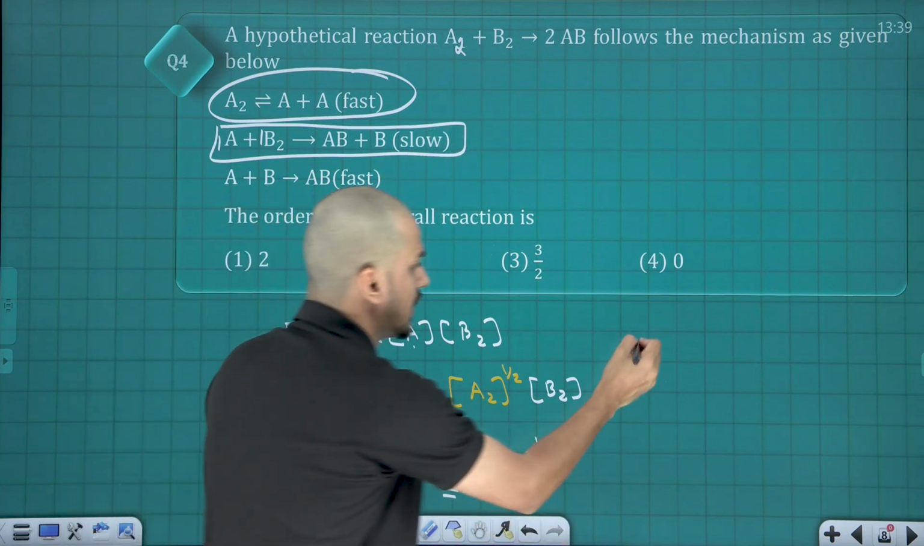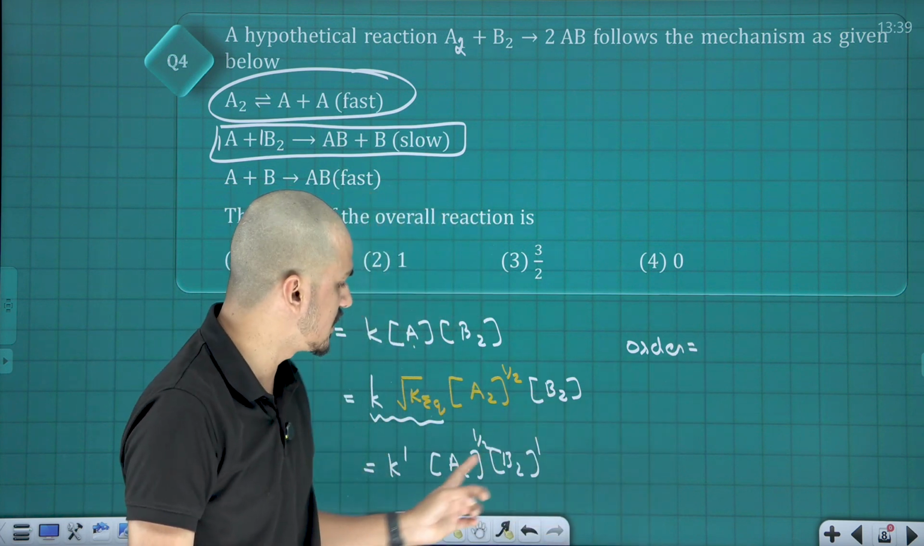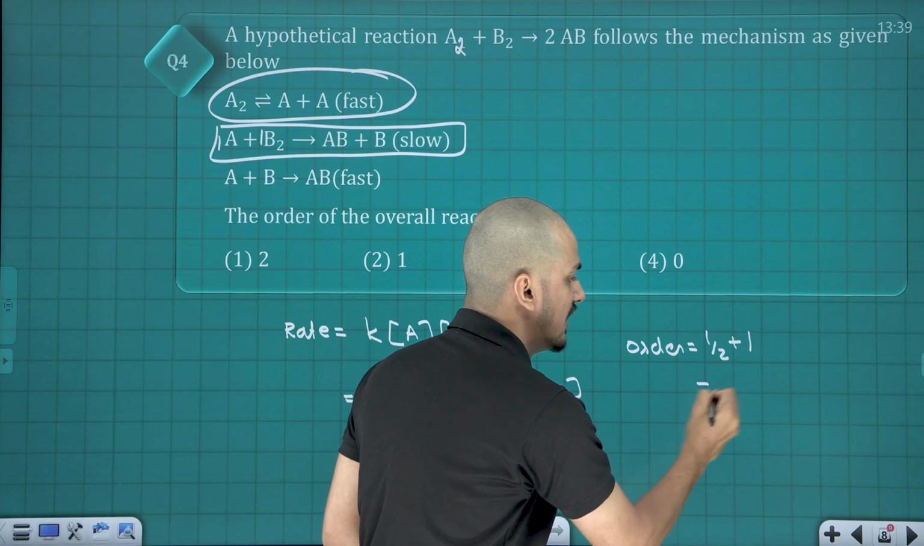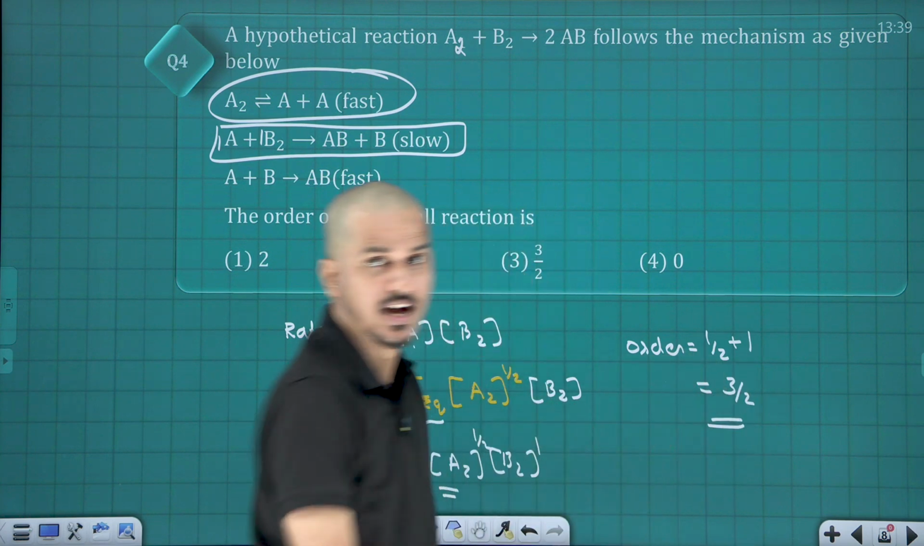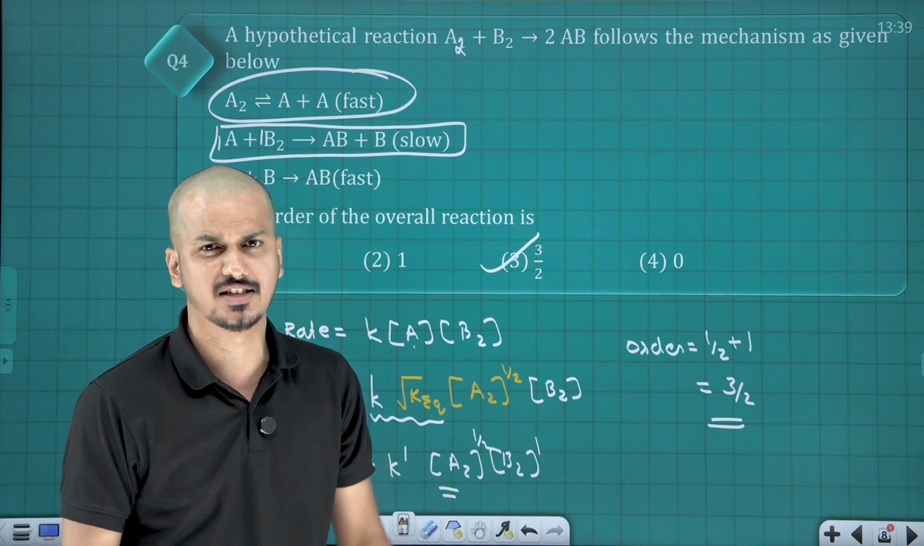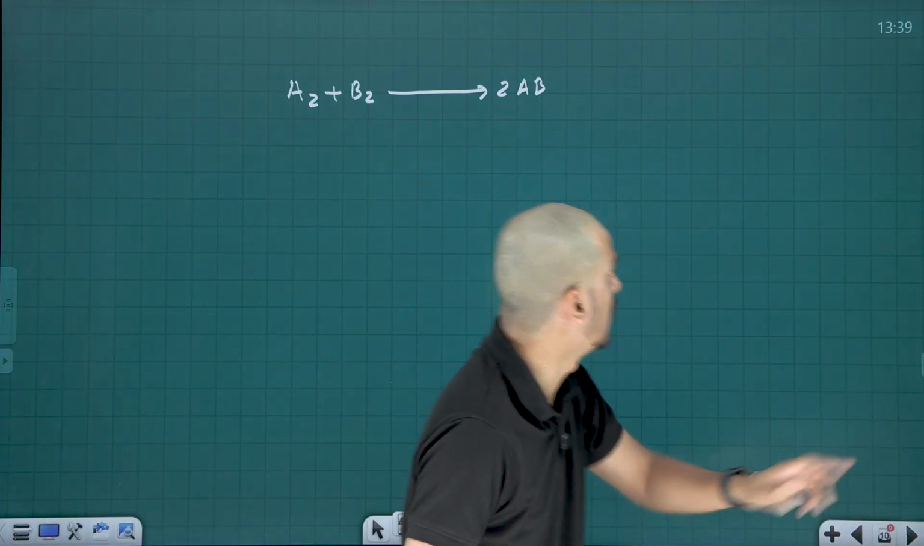So the total order is equal to the sum of powers of concentration terms expressed in the rate law equation. So 1 by 2 plus 1, that is equal to what? 3 by 2. 3 by 2 means 1.5. Option 3 is the correct answer. Okay, yeah, simple question, easy question. We know the logic, we know how to solve it.